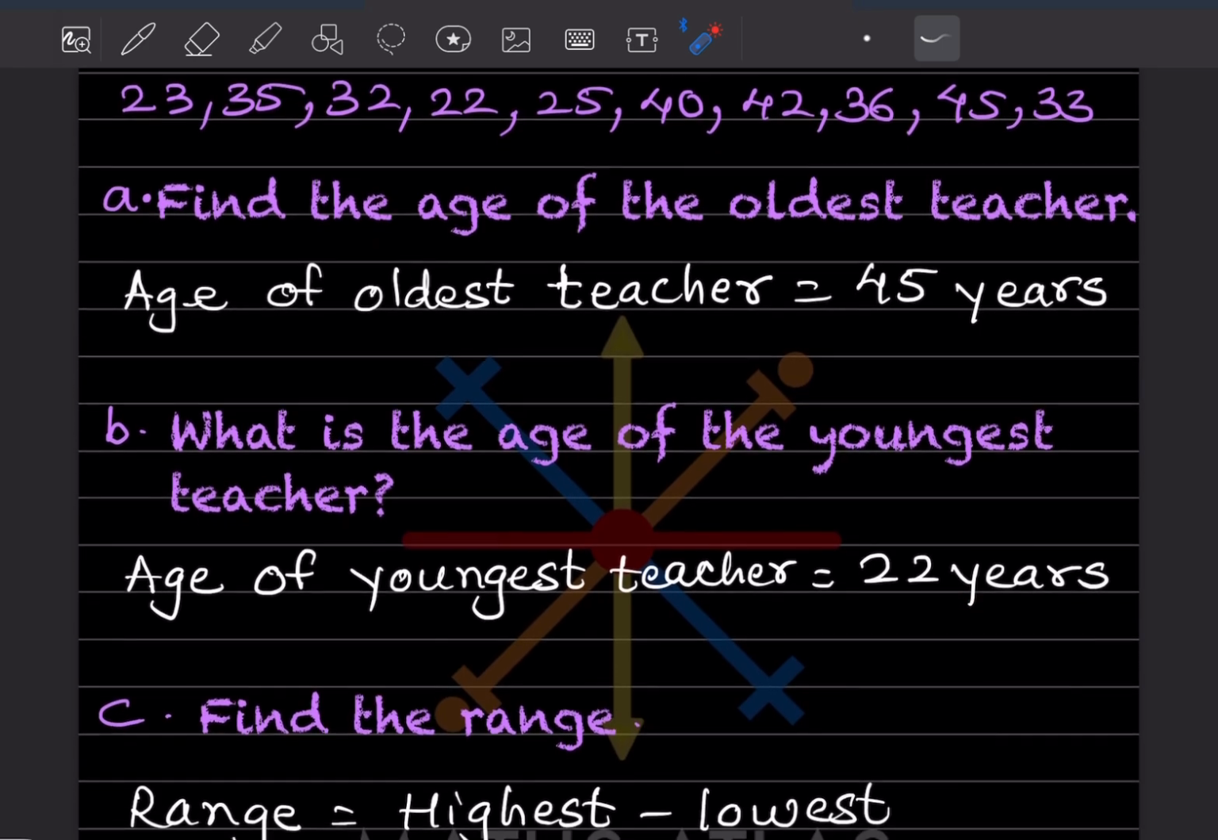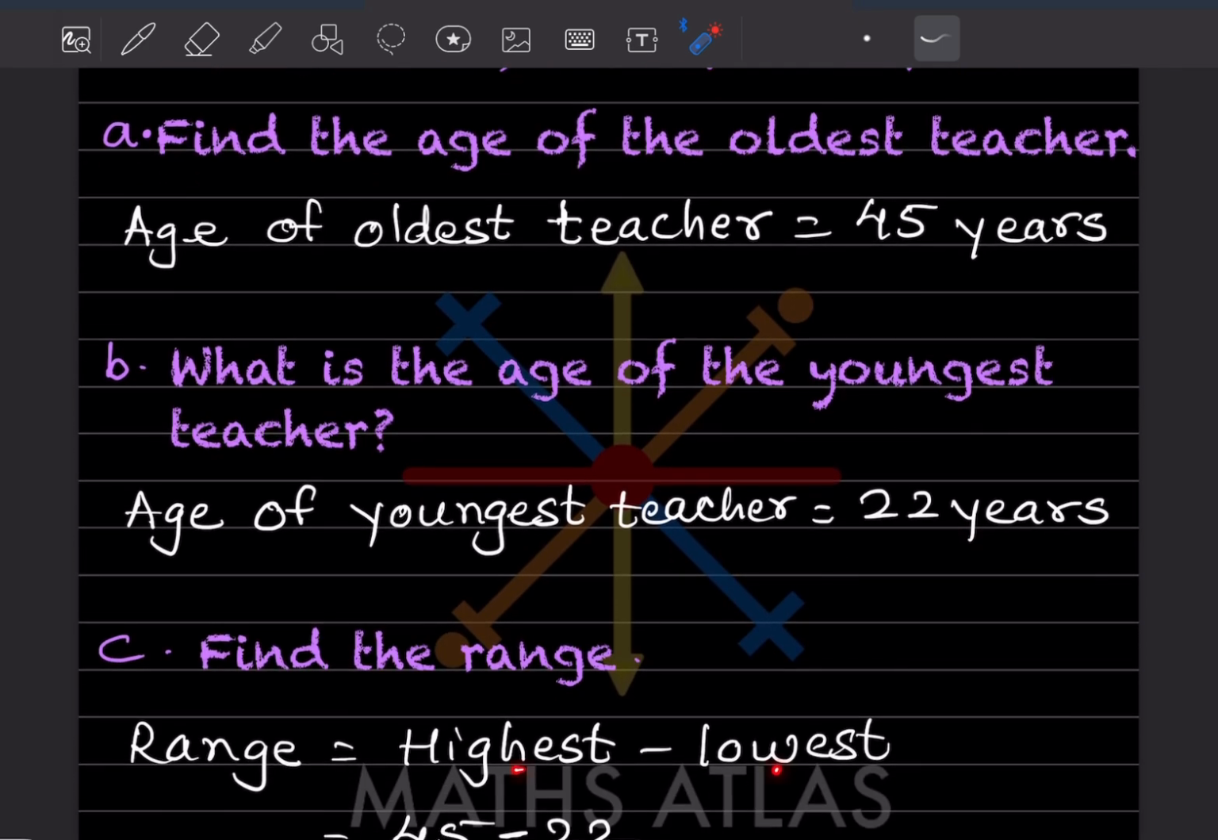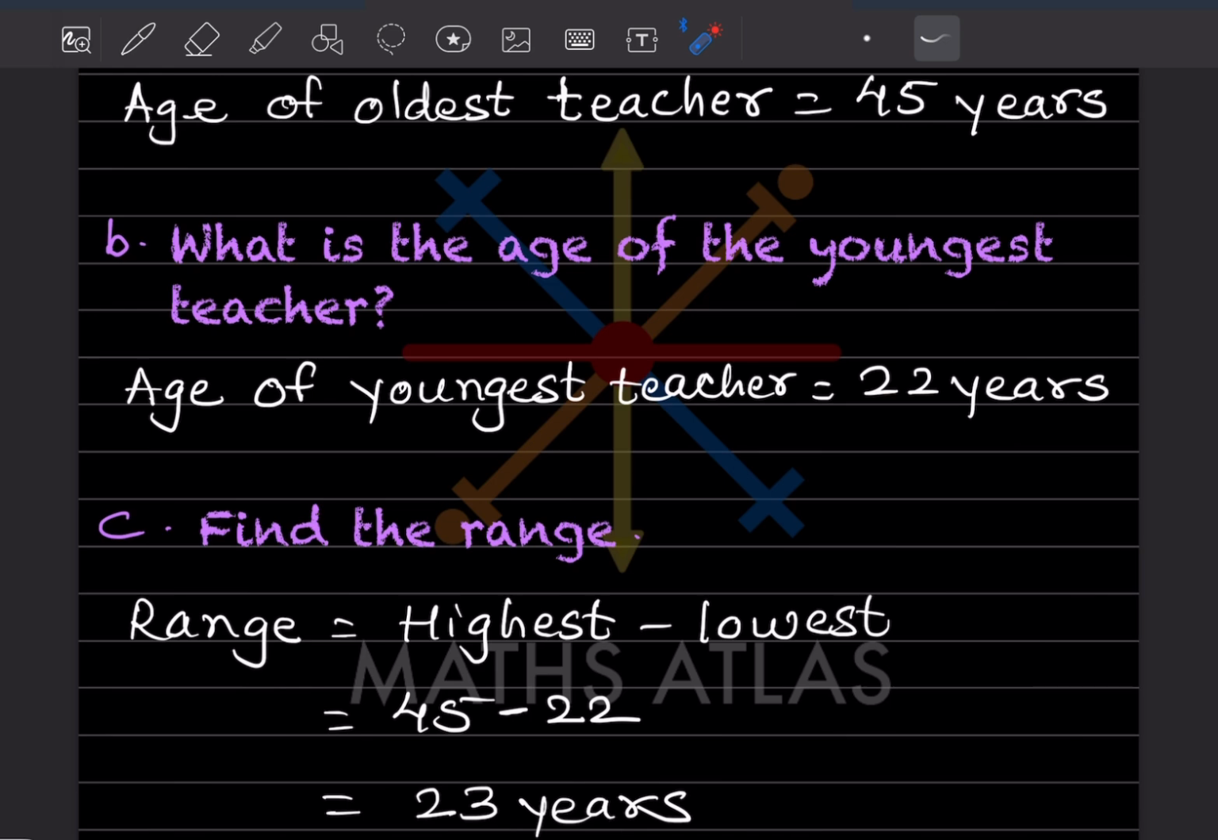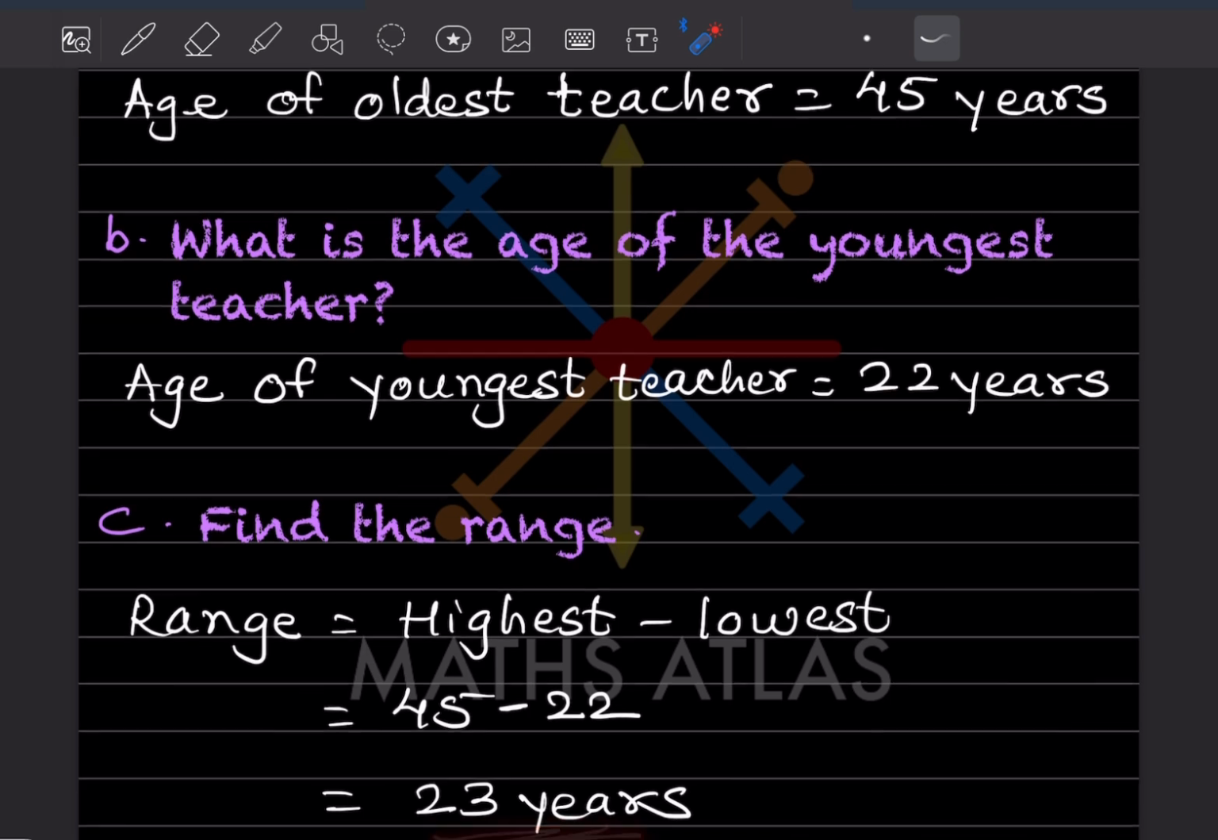Find the range. Again, you know what is the range. Range is the highest minus lowest. So highest was 45 and the lowest 22. So we write here 45 minus 22. So that is 23 years.